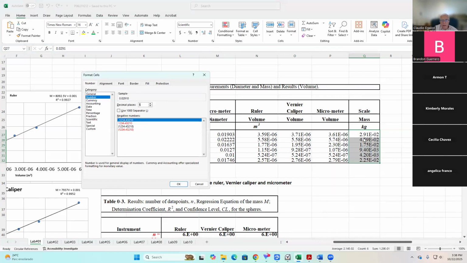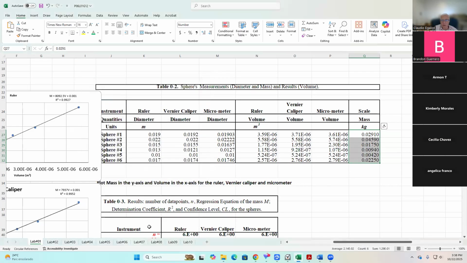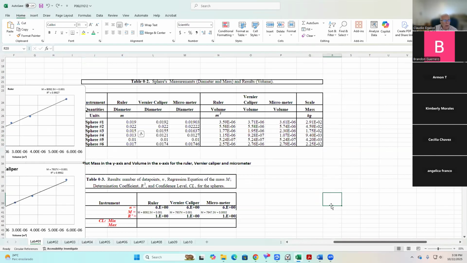5 decimal places. See, the first one has 3 significant digits. When we put 5 decimal places, we end up with 4 significant digits, right? So those 3 were incorrect. This one was incorrect, but the other 2 were correct. You were using 3 significant figures before, but only those 2. All the rest is incorrect, okay? And you gotta do the CL. You need any help with the CL?